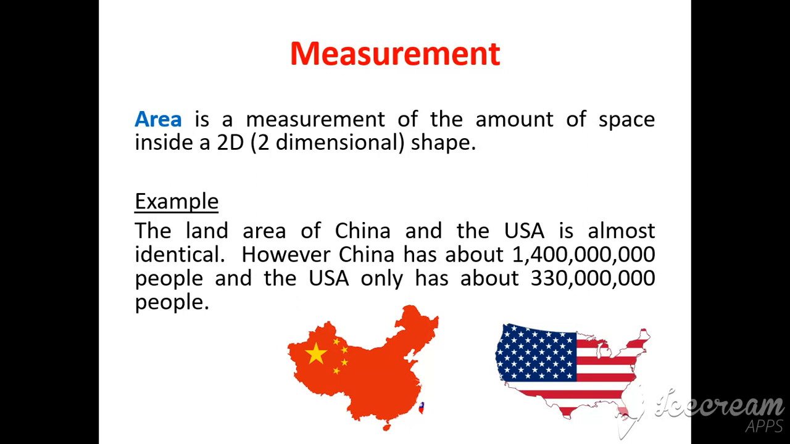Area. Area is a measurement of the amount of space that is inside a 2D shape, a flat shape. How much space is inside a flat shape? Did you know that the land area of China and the United States of America is almost identical? They've got almost the same amount of land area. However, China's got about 1.4 billion people living in it, and the United States of America has 330 million people.